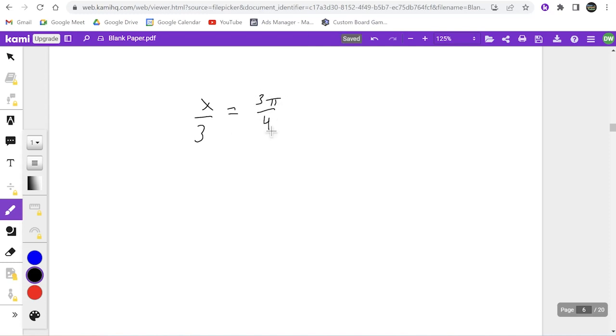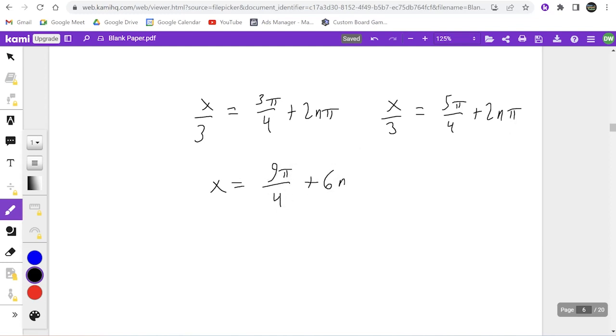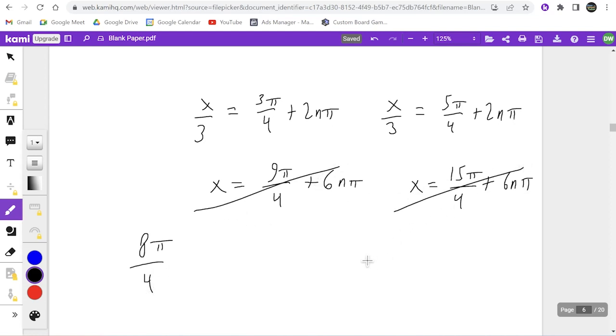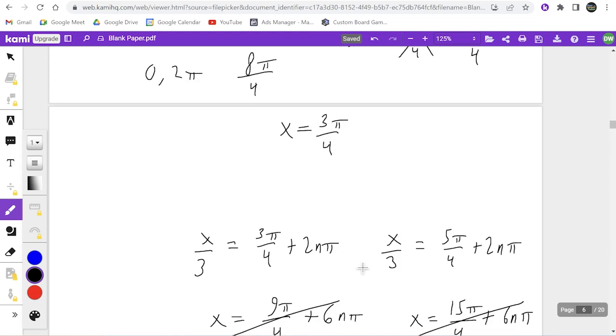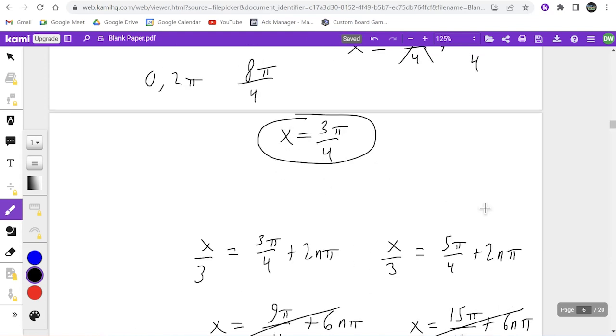3 pi over 4 plus 2n pi. And then the other one is x over 3 equals 5 pi over 4 plus 2n pi. Again, same thing as before. I'm multiplying everything by 3. I'll get 9 pi over 4 plus 6n pi. And then for the other one, I'll get x equals 15 pi over 4 plus 6n pi. And remember what I said. Anything above 8 pi over 4 is out of bounds. That means all of this is out of bounds. In other words, the only answer to this problem is 3 pi over 4. Everything else is out of bounds.